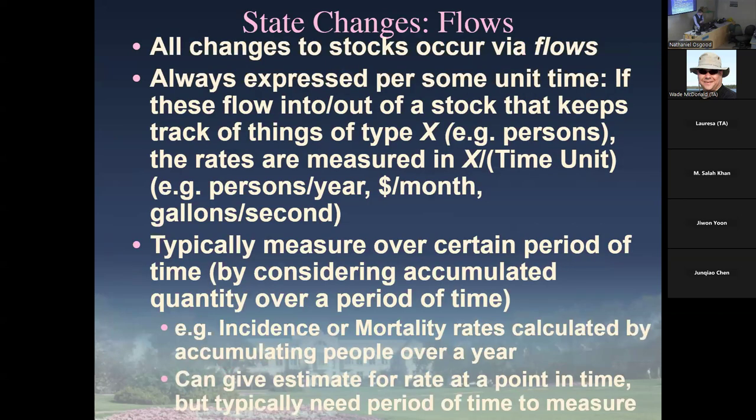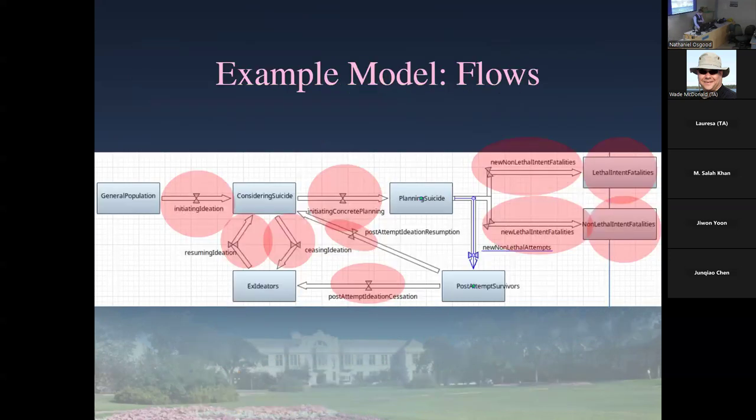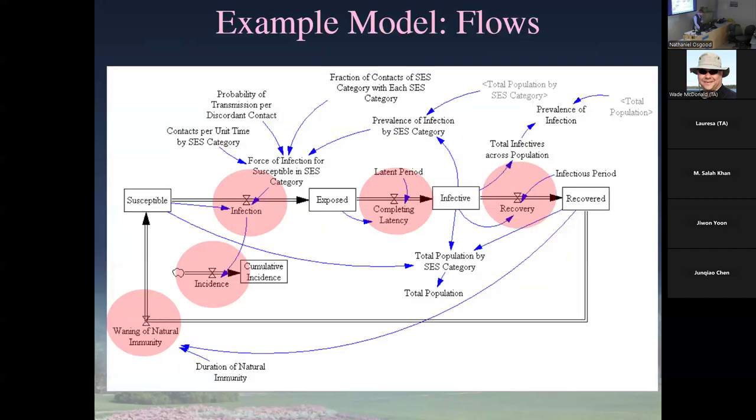So flows are the verbs. Stocks are the nouns. Stocks are the current situation, the current state. Flows are the change in the state over time. The action, and that state only changes via the flows. Okay, so these are the flows in red here. Right, these are the flows in red.